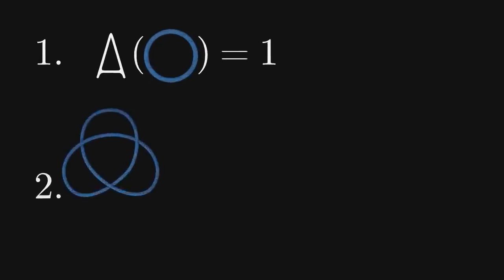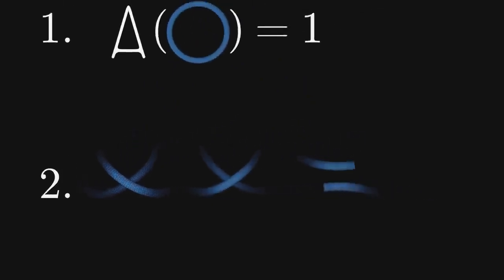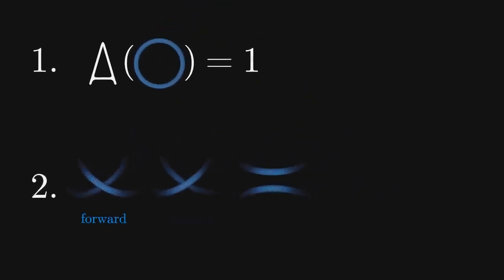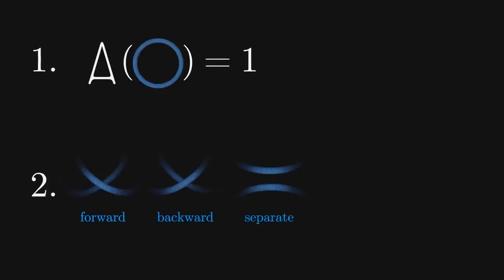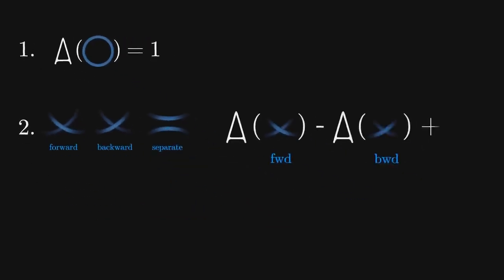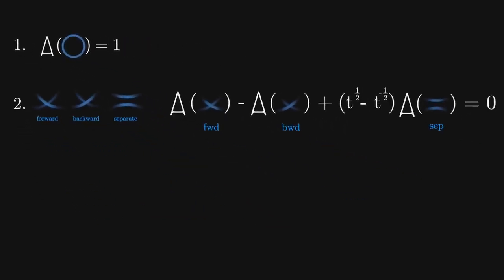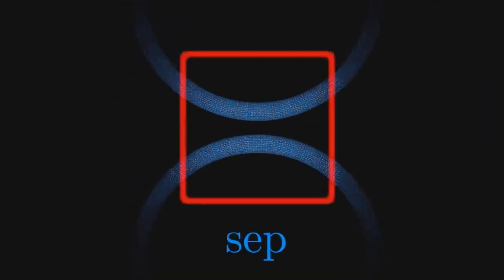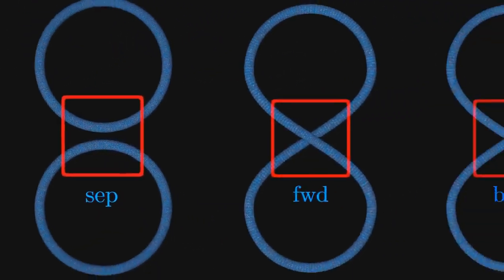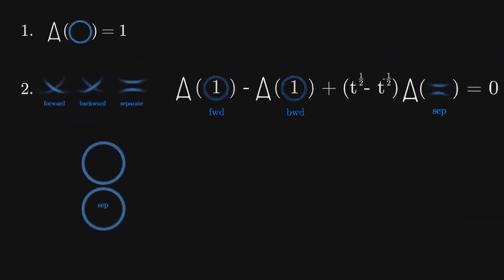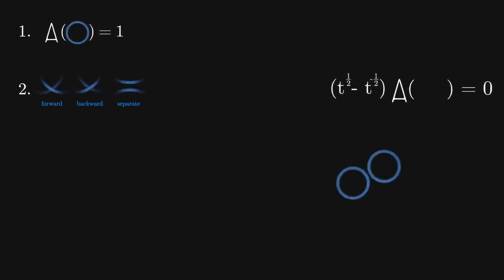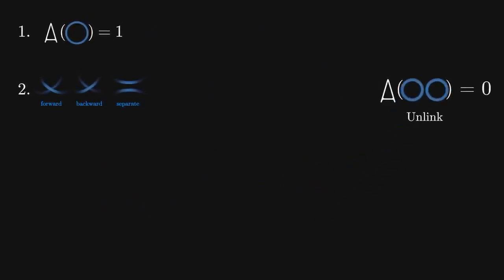The second is that you can zoom in on any single crossing of a knot and vary it in three possible positions: forward, backward, and separate. The Alexander polynomial gives a relationship between the three resulting knots. Let's do an example. What's the Alexander polynomial for the unlink? Well, if we zoom into this separate crossing and then vary it, we see that the other two knots formed are both the unknot. So we can plug in 1 for both of them, and we get that the Alexander polynomial for the unlink must be 0.